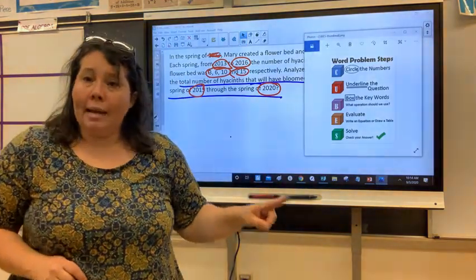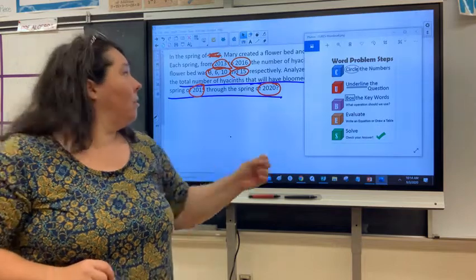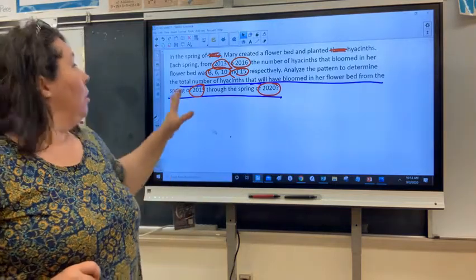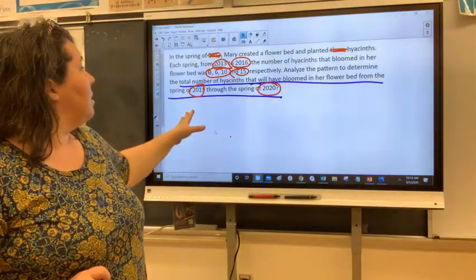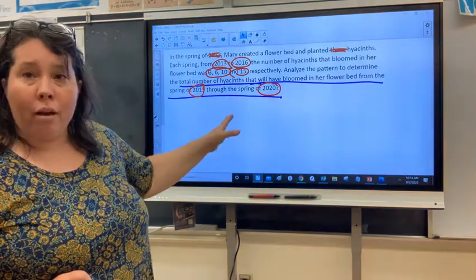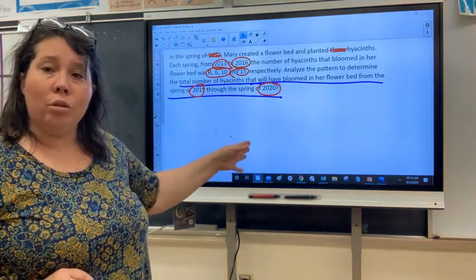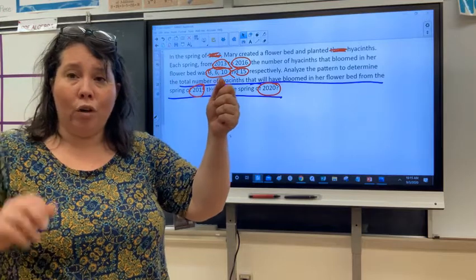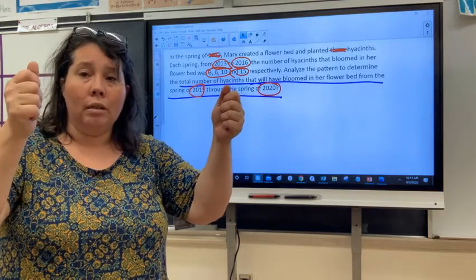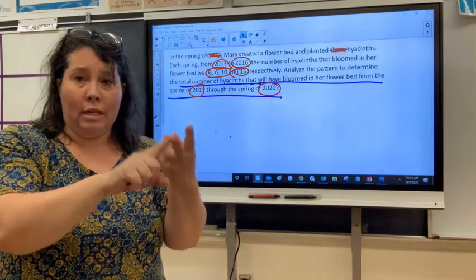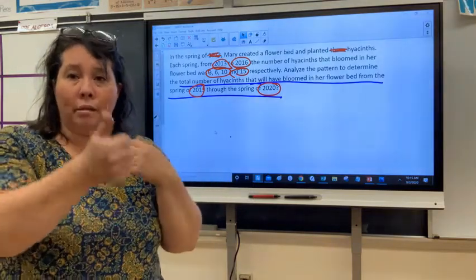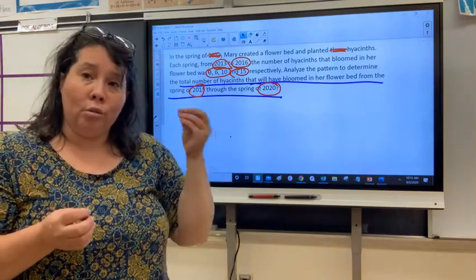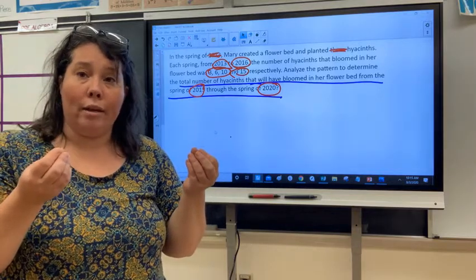Go back to cubes. The next part of cubes is the letter U. Underline the question. I already did that, okay? I already went through and I underlined the question. The total number of hyacinths that will have bloomed in the flower bed from the spring of 2013 to the spring of 2020. So we have to think, okay? From spring of 2013 to spring of 2020. That time period is 2013, 2014, 2015, 2016, 2017, 2018, 2019, 2020. So when we're looking at the flowers, we have to include 2013 and 2020 in our years, all right?